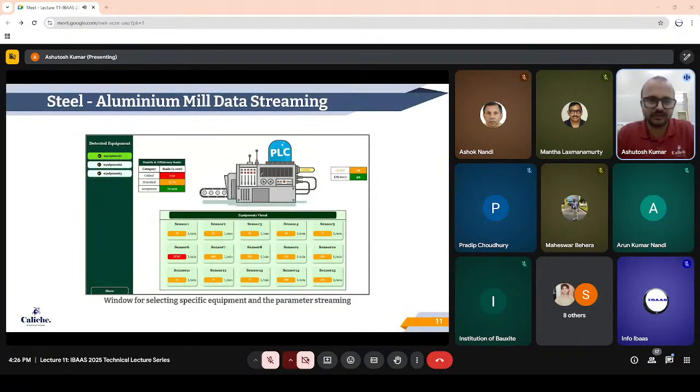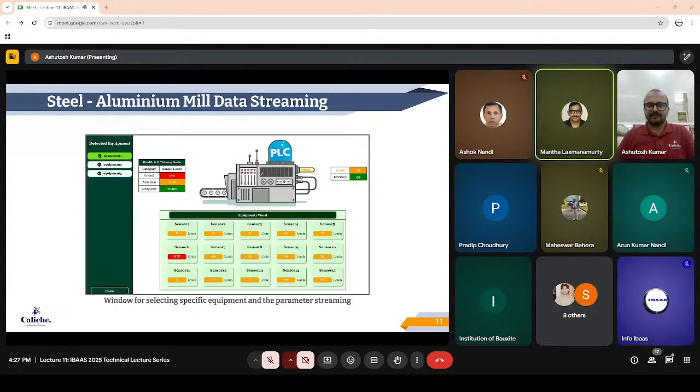So can you see the software screen? Yeah, we are seeing screen number 11 now. Thank you, sir.